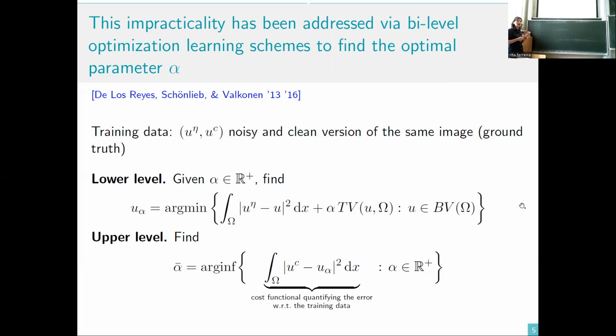The optimal alpha is the one that minimizes an error. So what is the error? Here it is measured in terms of the L2 norm between your clean image, which is your data, and the reconstructed function that your model is giving back to you. This difference is the error that you are making, and you want to minimize it. Then it gives you the optimal alpha.